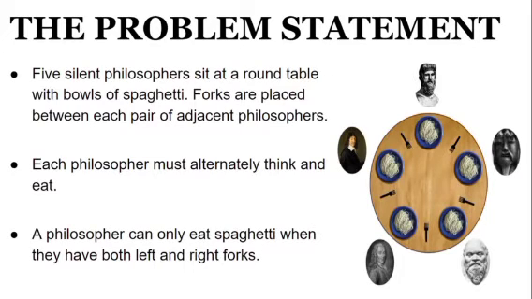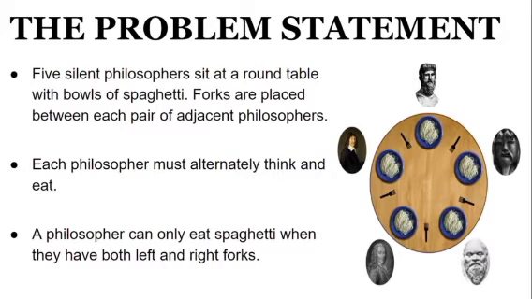The dining philosopher problem states as follows. The first point, we have five silent philosophers seated around a round table with bowls of spaghetti, and we see here forks are placed between each pair of adjacent philosophers. This is the whole start of the problem statement.